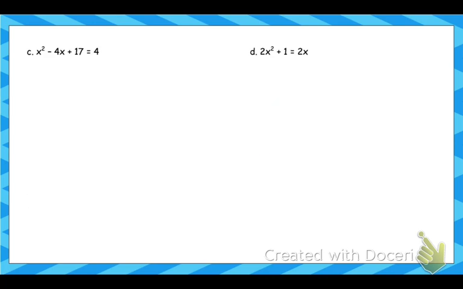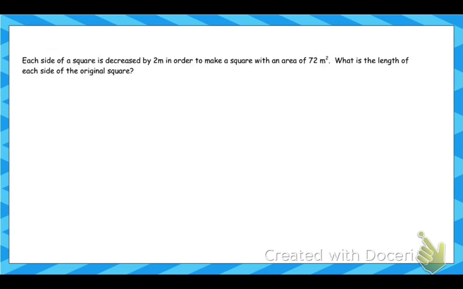All right, so one last question we're going to look at, and that is really just a word problem involving a quadratic. So this one, we might want to draw a picture here. It says each side of a square is decreased by 2 meters in order to make a square with an area of 72 meters squared. So here's my side. That side is decreased by 2. It's giving me an area of 72 meters squared. So that means to find the area, I would take that side and square it, and it's going to give me 72. So to find the original side, all I have to do is solve this equation.